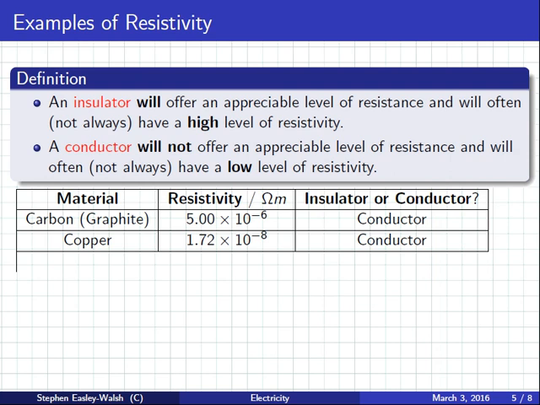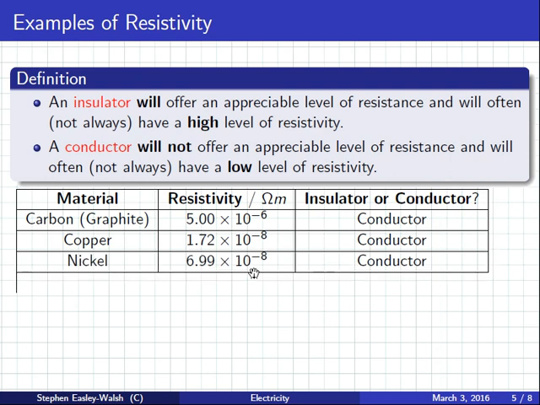Right, next material is nickel. Nickel is what they used to make the coins out of, but not nowadays. The money used to be made of nickel. But actually now nickel is too expensive.